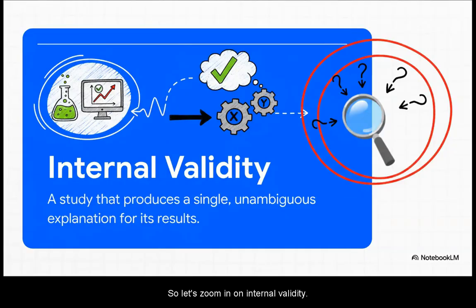So let's zoom in on internal validity. A study has high internal validity if it's basically airtight. You can say with confidence, yep, the thing we did is the one and only reason for the result we saw. You've sealed off all the other possible explanations.